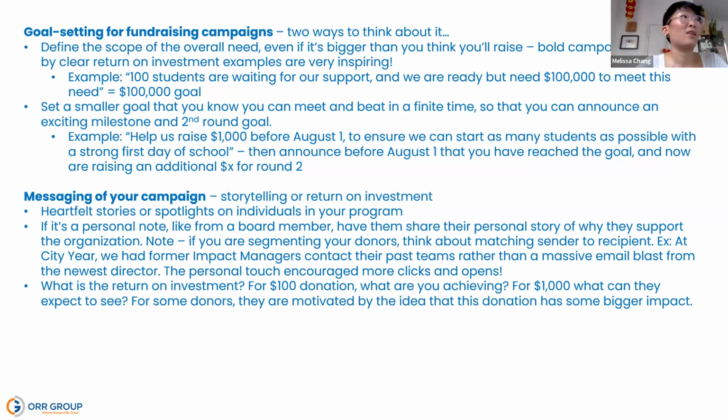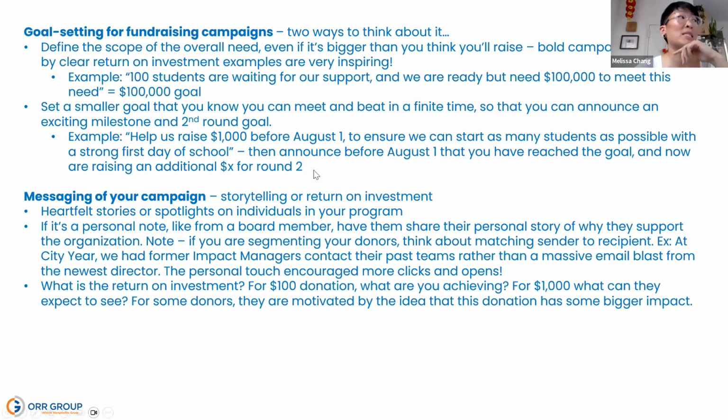For example, you could say 100 students are waiting for our support and we're ready, but we need $100,000 to meet this need. And that is why you have a $100,000 goal. Another way to do it, which I've done with very small orgs that aren't even yet officially 501(c)(3)s but are grassroots, is to set a smaller goal that you know you can meet, so that you have that exciting moment of, we hit the thermometer, amazing, thank you. Announce that first milestone and then set a second milestone. I'll show you an example in a second of what that could look like.